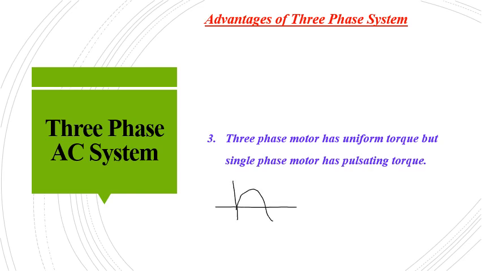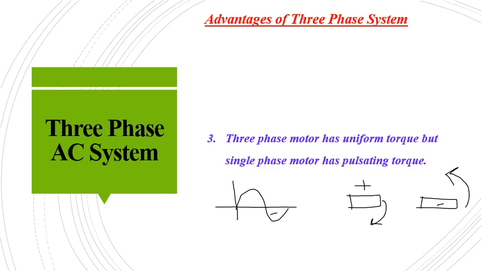Single-phase voltage is like this, right? During the positive half cycle, if this is your motor, it will be rotating in the clockwise direction. And during the negative half cycle, the torque developed will be in the anti-clockwise direction. So the torque developed itself is a pulsating torque.